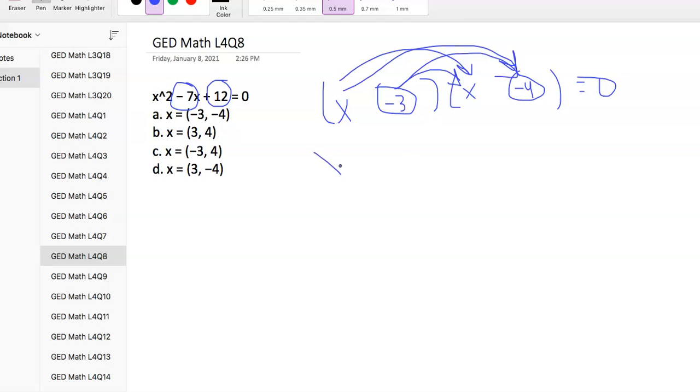So right, x times x is x squared, right? And x times -4 is -4x. And then -3 times x is minus 3x. And then -3 times -4 is plus 12.